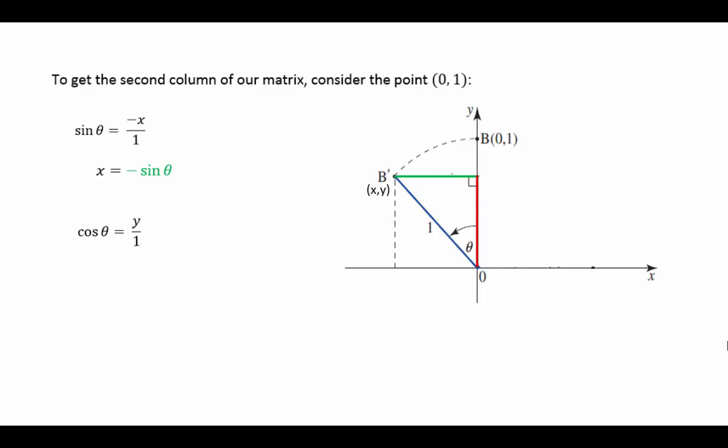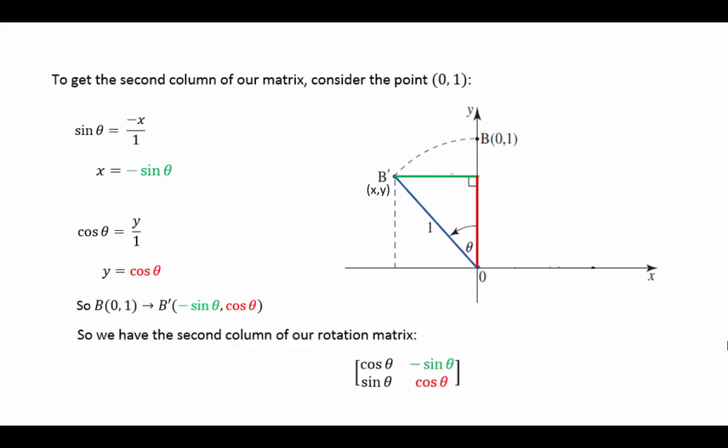Then we'll look at the y coordinate. Cos theta is adjacent over hypotenuse, which is y over 1. So y equals cos theta. And that implies that B (0, 1) maps onto point B' (negative sine theta, cos theta). And so we have the second column of our rotation matrix: negative sine theta, cos theta.